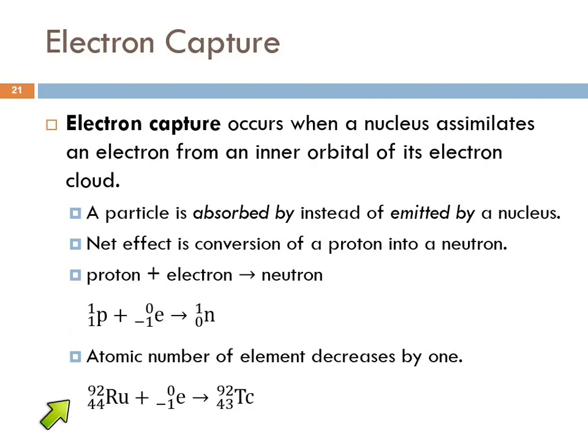So when we have this electron capture, the atomic number decreases by 1. So we have here ruthenium-92 plus an electron. That electron converts a proton into a neutron. And so the atomic number decreases, the mass number stays the same.